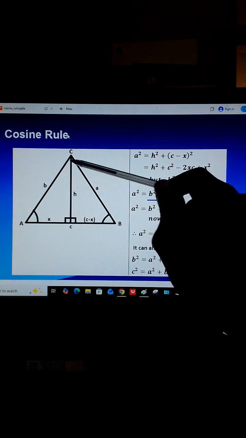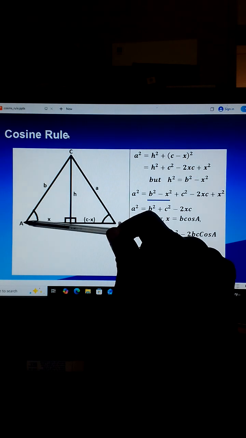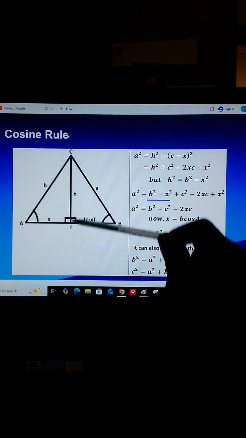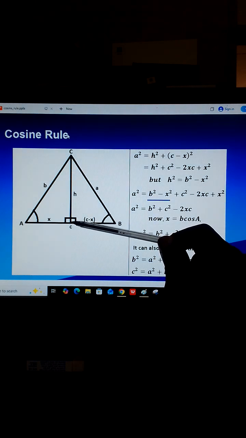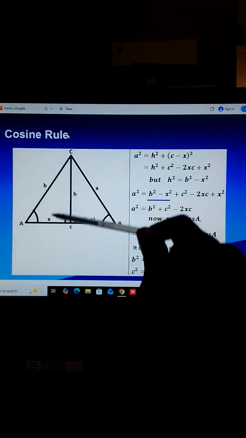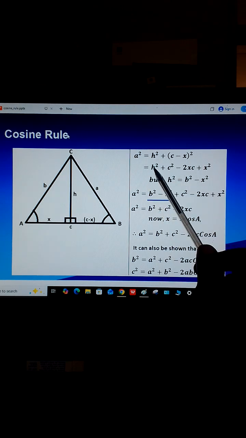But from this part of the triangle, we find that h squared is equal to b squared minus x squared. That is, using Pythagoras theorem, this side squared, b squared, is equal to h squared plus x squared. Therefore, h squared, which we need, is equal to b squared minus x squared. So this value of h squared, that is b squared minus x squared, we can substitute in this equation here.